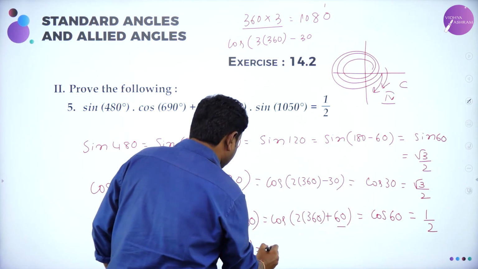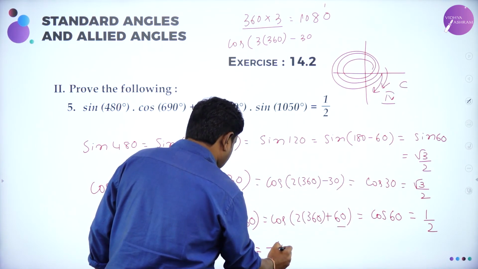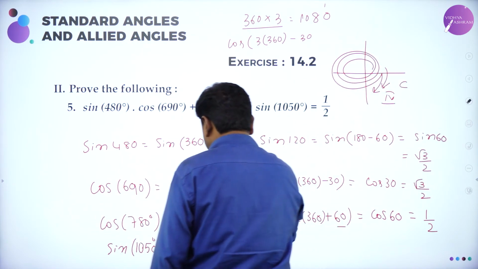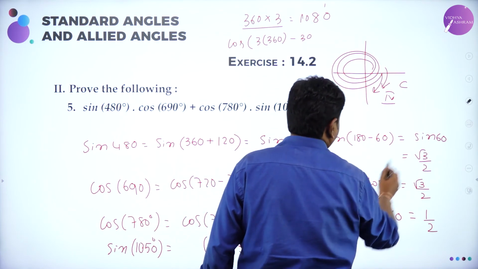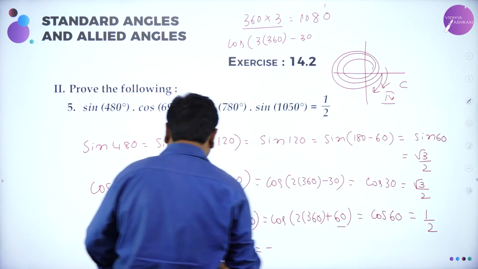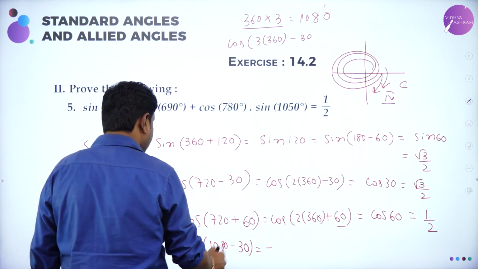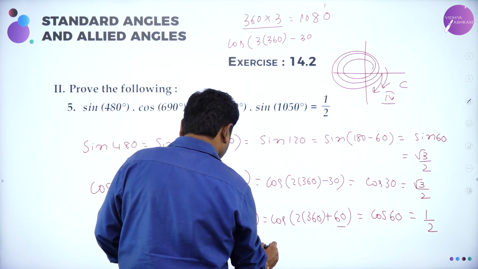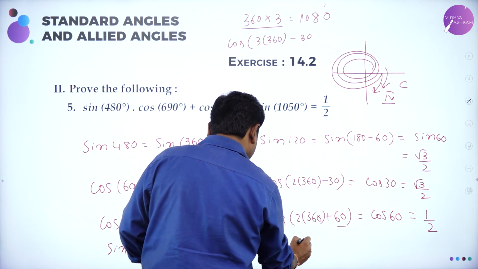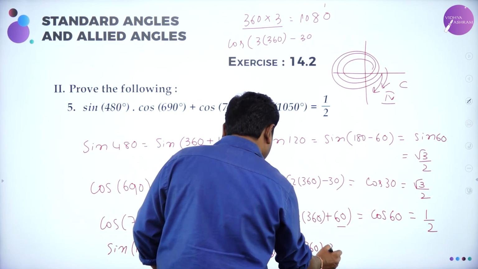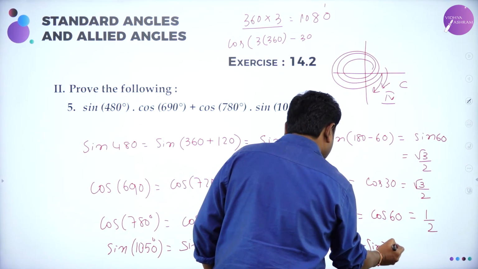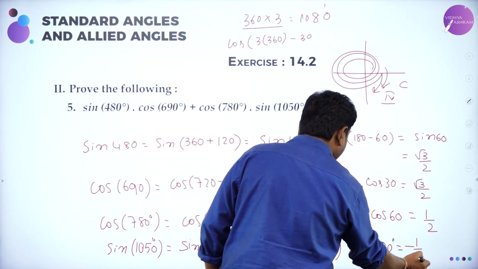In the fourth quadrant, the alphabet is C. So it does not match, so it will become minus cos. Sir, minus, the question is what? In the question, what is given? Sine, right? So take the same. So sine 1050 is sine 1080 minus 30. Sine of 3 times 360 minus 30. Sine of 360 minus theta is minus sine theta. So minus sine 30. Minus sine 30 means minus 1 by 2.